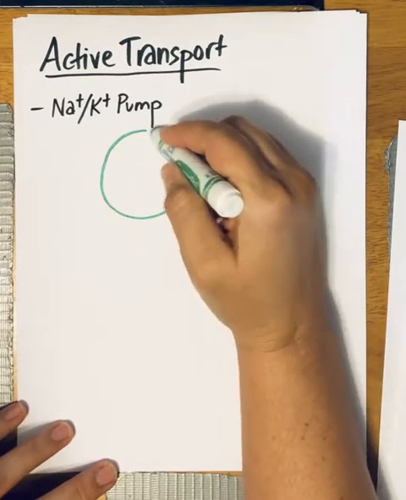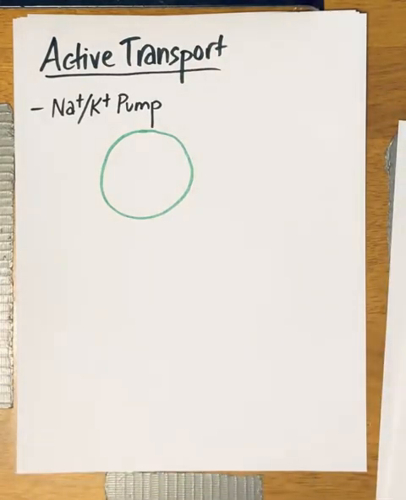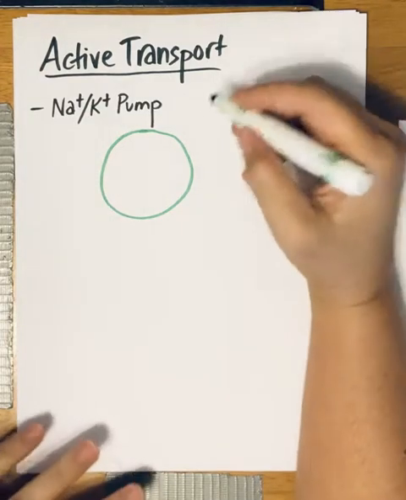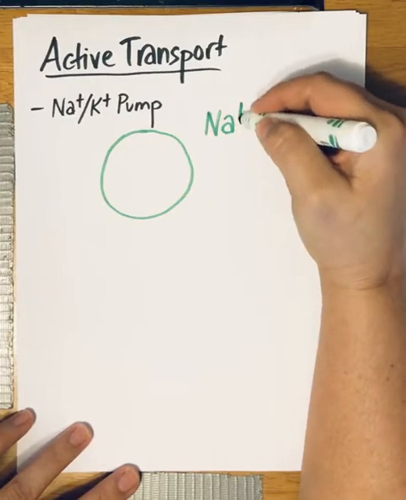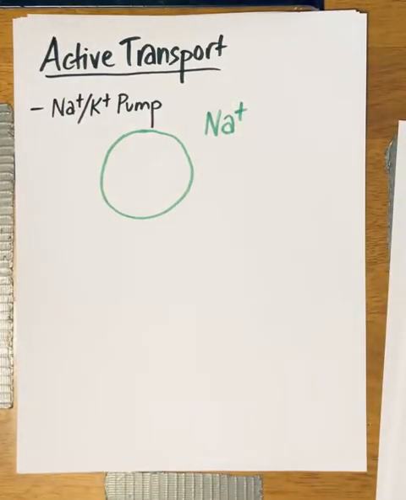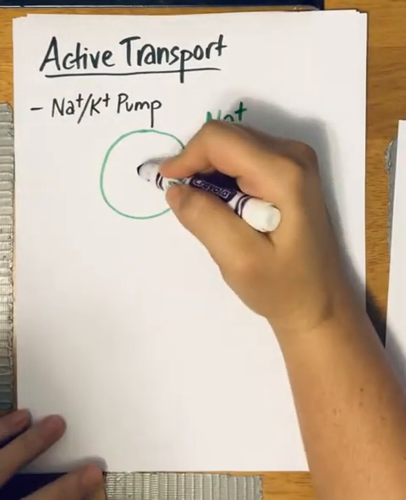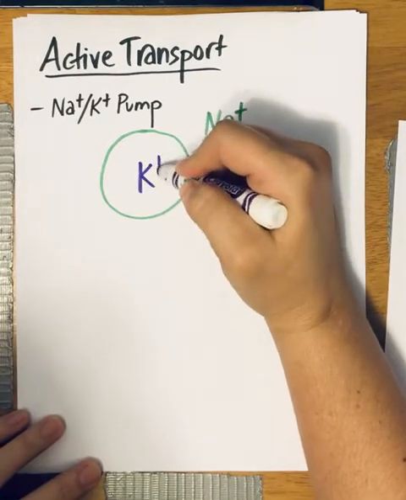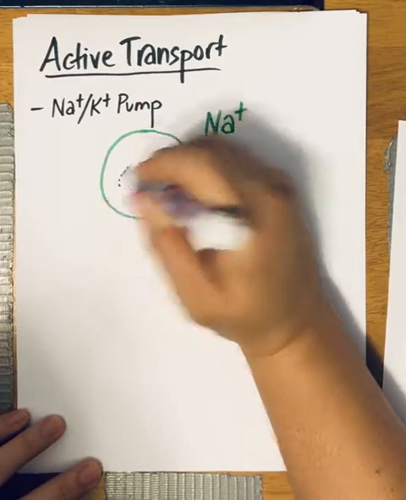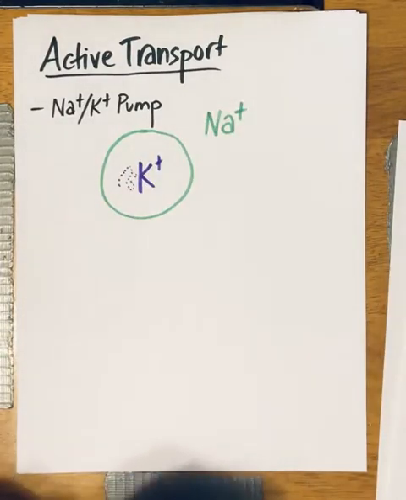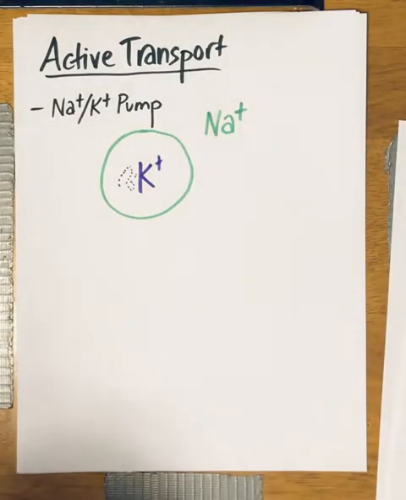Now, normally, you have a high concentration of sodium on the outside of the cell. This is where sodium is. And normally on the inside of the cell, this is where potassium is. You have a high amount of potassium on the inside and a low amount of potassium on the outside.